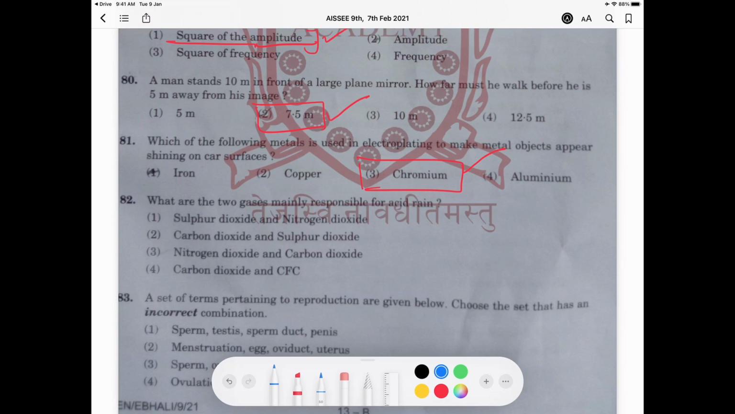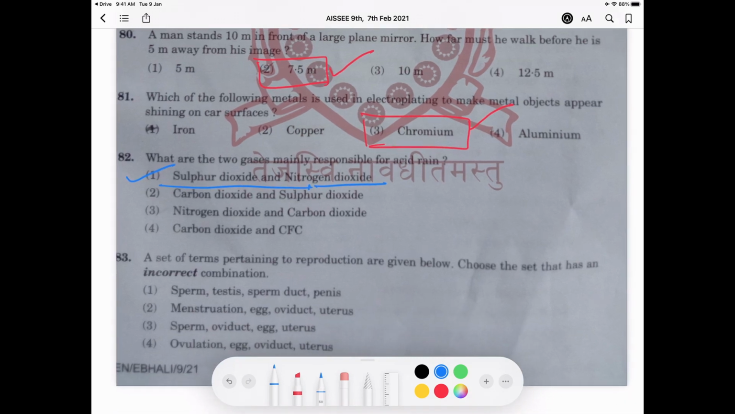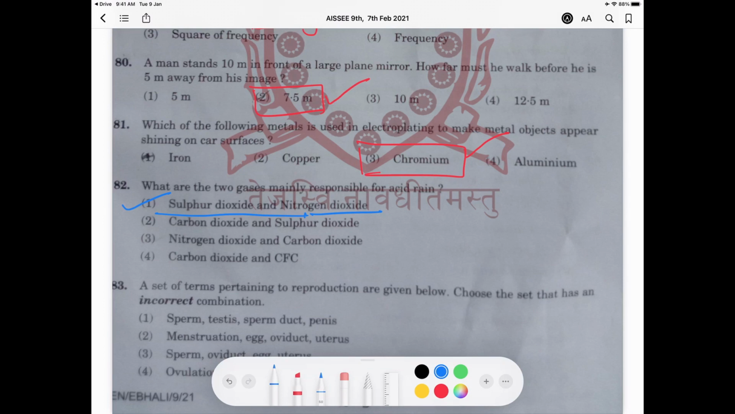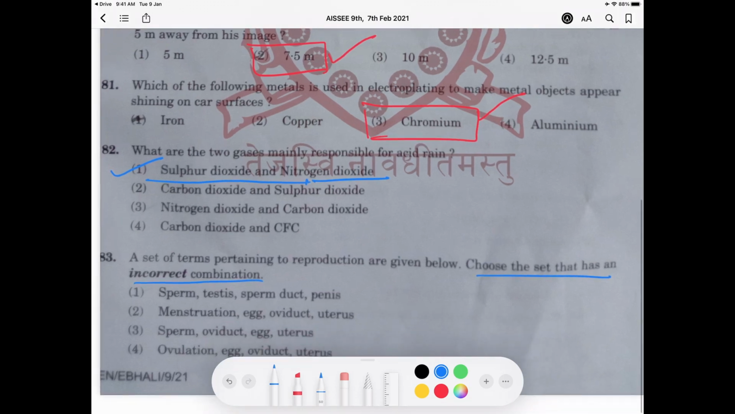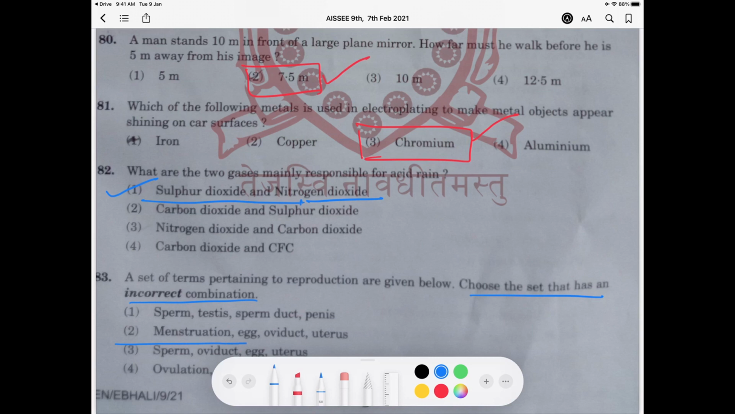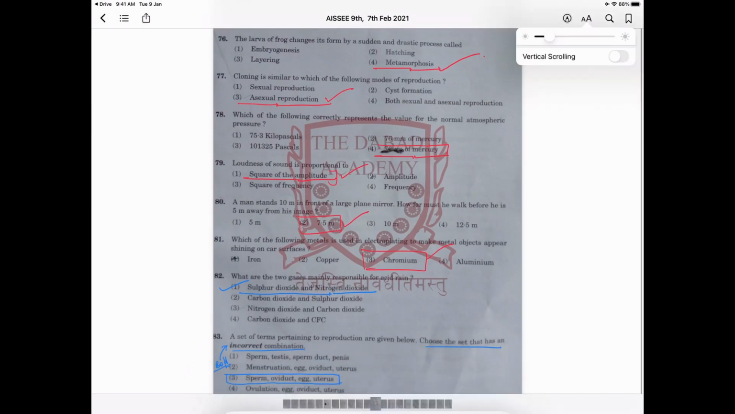In question 82, which are the two gases mainly responsible for acid rain? And the correct answer is sulfur dioxide and nitrogen dioxide. So option number 1 is correct. In 83, a set of terms pertaining to reproduction are given below. Choose the set which has an incorrect combination. So the incorrect combination is option number 3. This is incorrect, right, it is marked in bold in yours. Moving on to the next page.